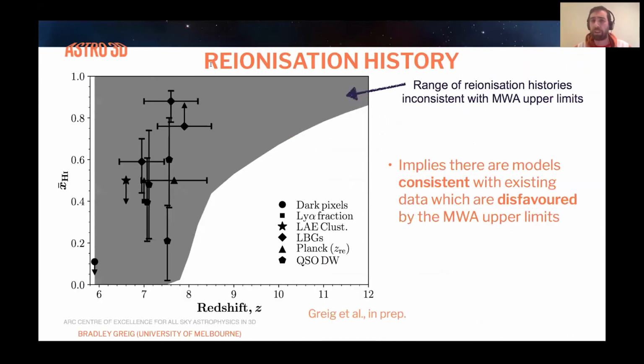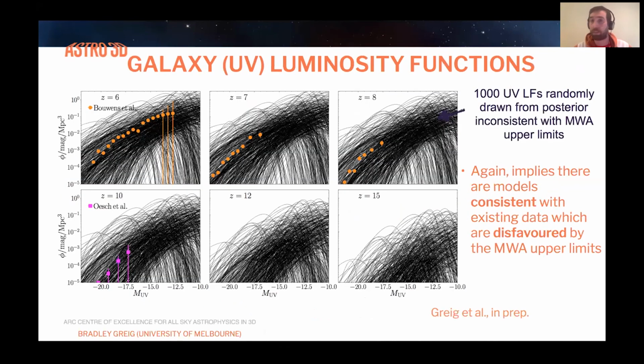One of the other things you want to look at is how this compares against existing observations. Here's a compilation of all limits and constraints on the reionization history from quasars, Lyman alpha galaxies, Planck, and Lyman alpha emitter clustering. This shaded region is the envelope of all models that are inconsistent with MWA upper limits. Therefore, there are models going through these data points that would be perfectly consistent. This implies that the MWA is already ruling out some models that would be otherwise consistent with existing observational constraints.